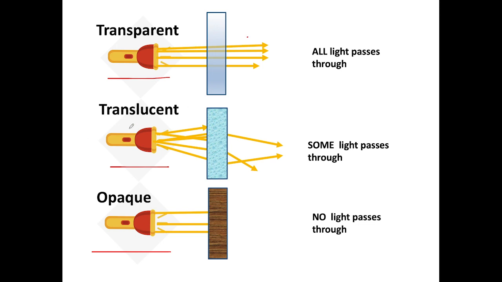A translucent material, only some of the light is passing through. We're talking about something like wax paper or paper. So it's not something you can see all of the information through, but it's letting some of the light go through. An opaque material lets absolutely no light go through. We're talking about something made out of wood or stone, so no light is traveling through it.